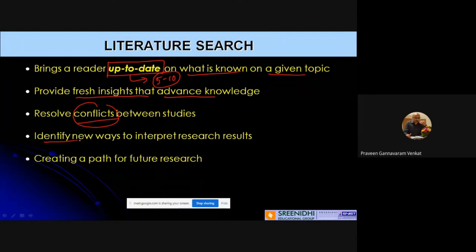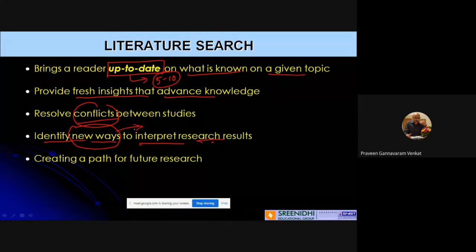And identify new ways. We can set new ways to interpret our research results. We can interpret our research results in a new way based on this literature survey. This is most important for framing our objectives and also methodologies. That's why I am insisting on this literature search.